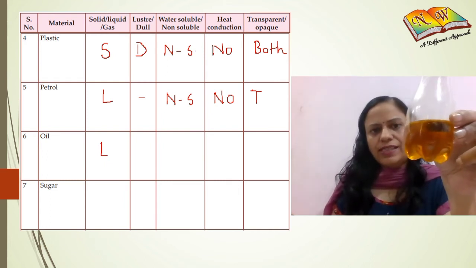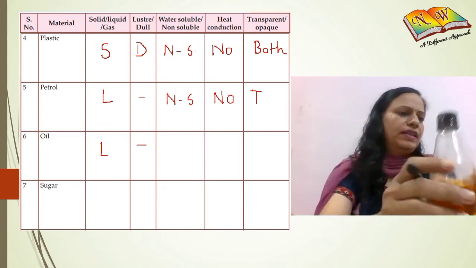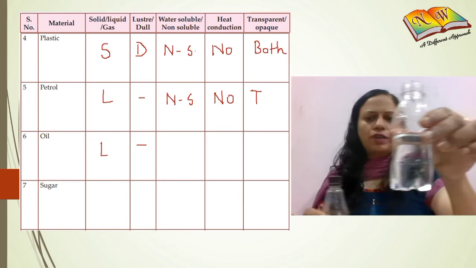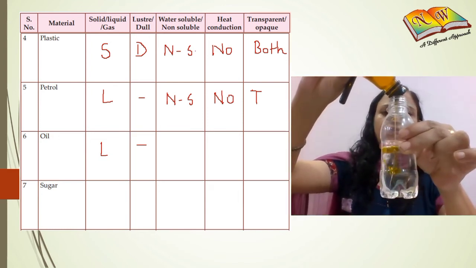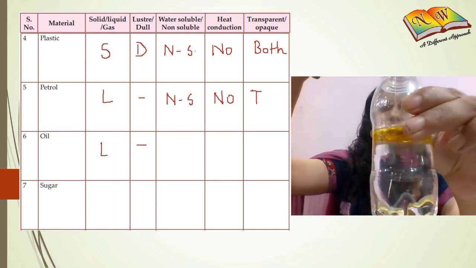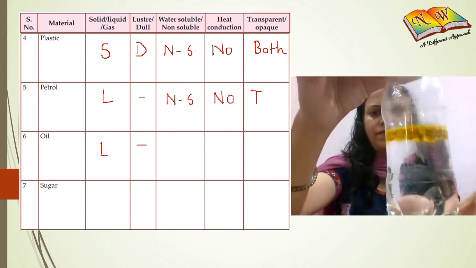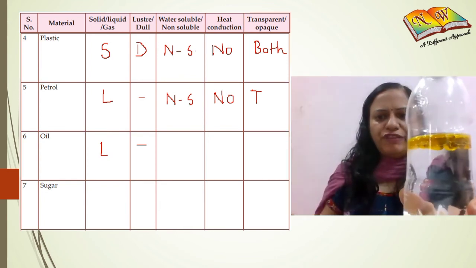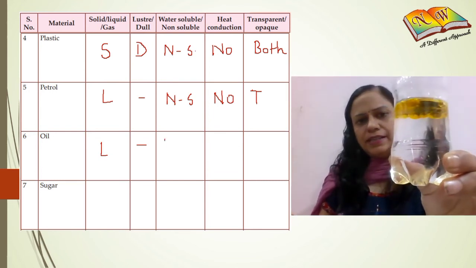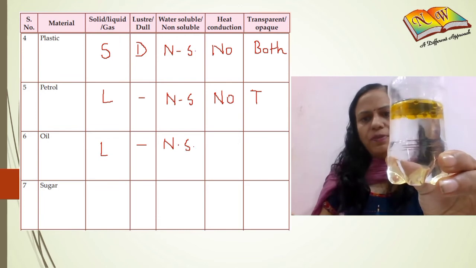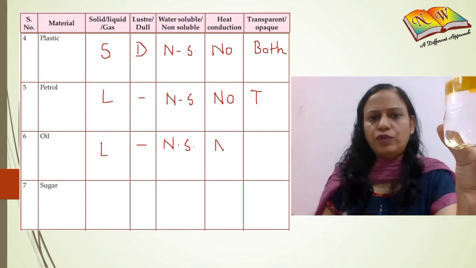Again, lustrous and dull will not be applicable for liquids. If you put this in water, let's see what happens. So I have some water with me and I put a few drops of oil in water. What do you see? Two different layers, oil and water. So that means it is not soluble. Then oil is not a conductor, so it won't be conducting.